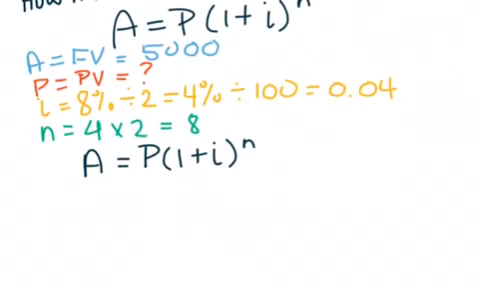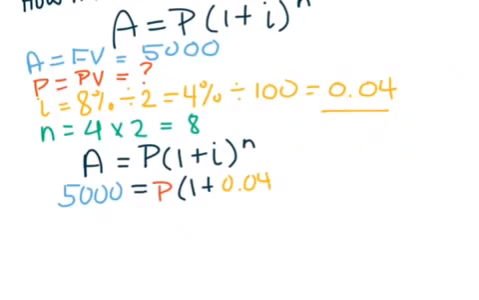Let's fill in what we know. A we know is $5,000, equals P, which is no idea, so we're just going to write P. And then we've got 1 plus i, where i is equal to 0.04, and then we've got n in the exponent. n is equal to 8. And remember that we are trying to find P on its own. So how do we find P on its own? Well, we've got to get rid of all of this stuff right here.